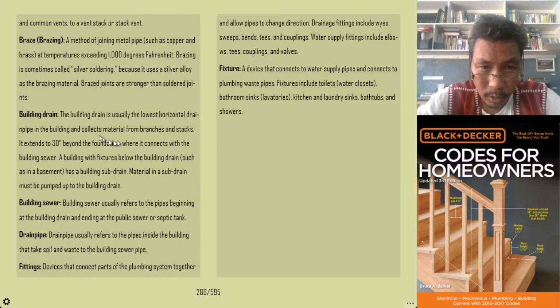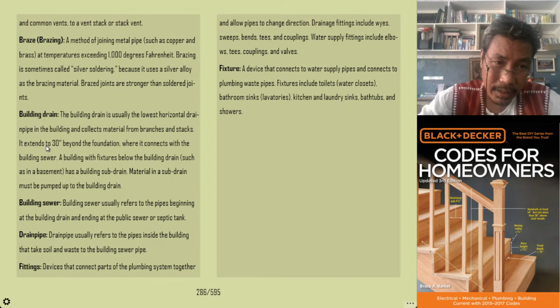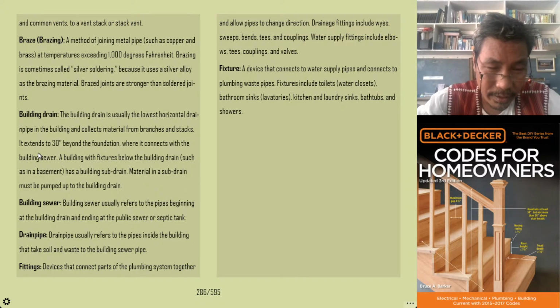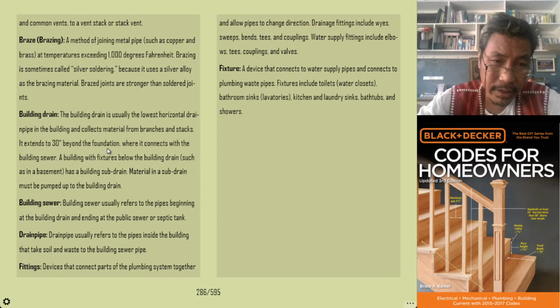It is usually the lowest horizontal drain pipe in the building and collects material from the branches in the stack. So it is connected to branches in the stack. It extends 30 feet, rather 30 inches, beyond the foundation, where it connects with the building sewer.